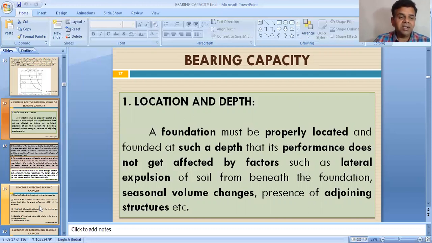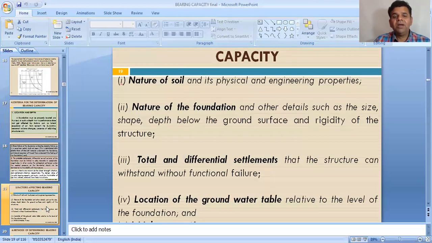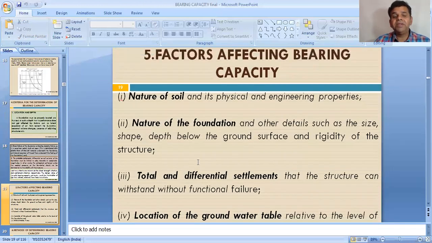So let us try to understand what are the different factors on which your bearing capacity depends. First is the nature of the soil, because the soil may be granular or it may be clay. It is the cohesion which is predominant in clay, and the friction angle which is effective in introducing the shear resistance of the soils. So accordingly, it depends on the nature of the soil.